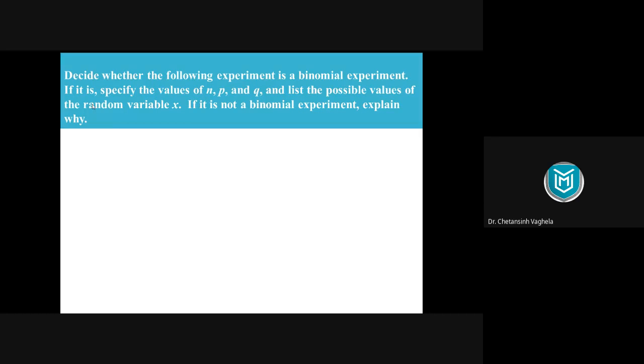Now I'm giving you an example where you are supposed to decide whether the situation I'm going to give you is related to a binomial experiment or not. आपको decide करना है कि क्या ये binomial experiment है या नहीं है. So look, this is the instruction. Decide whether the following experiment is a binomial experiment. If it is binomial, then specify the value of n, p, and q. What is n? N is the number of times we're going to repeat the trial. P, probability of success. Q, probability of failure. And list all the possible values of random variable x. And if it is not a binomial experiment, then explain why.